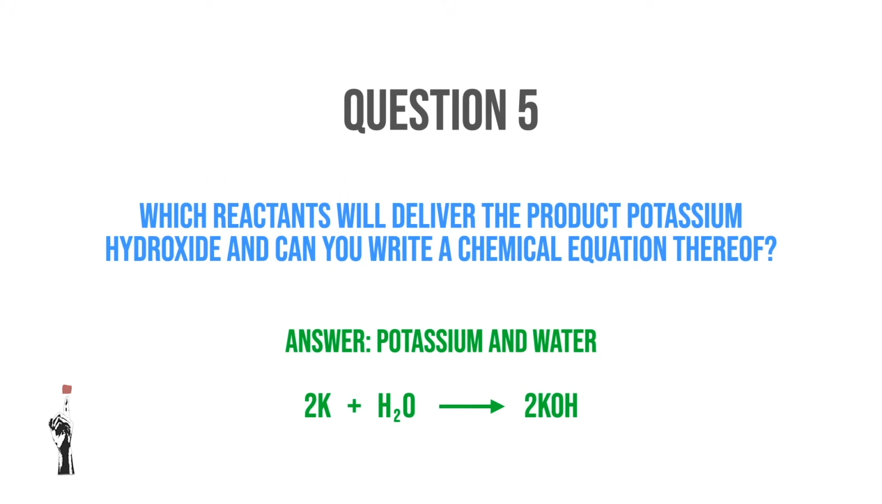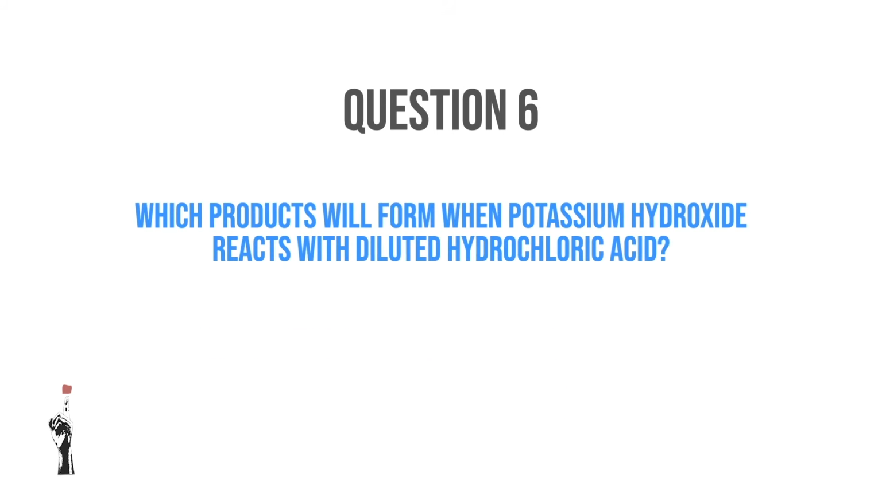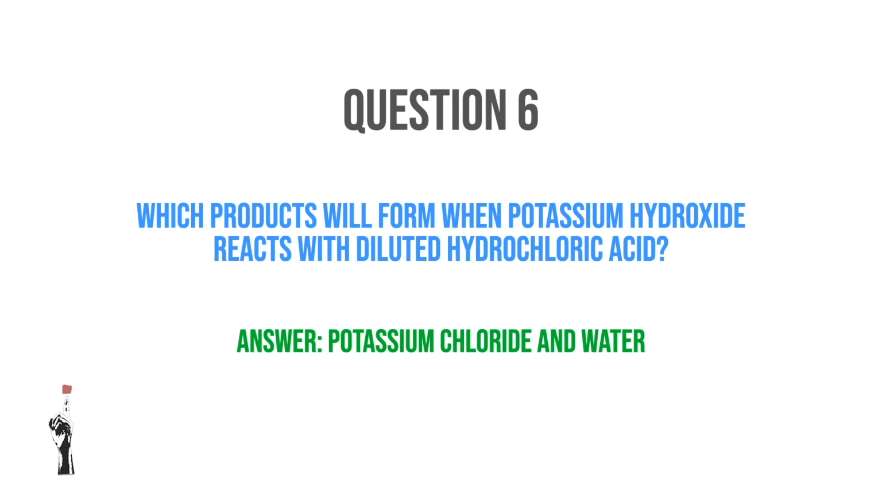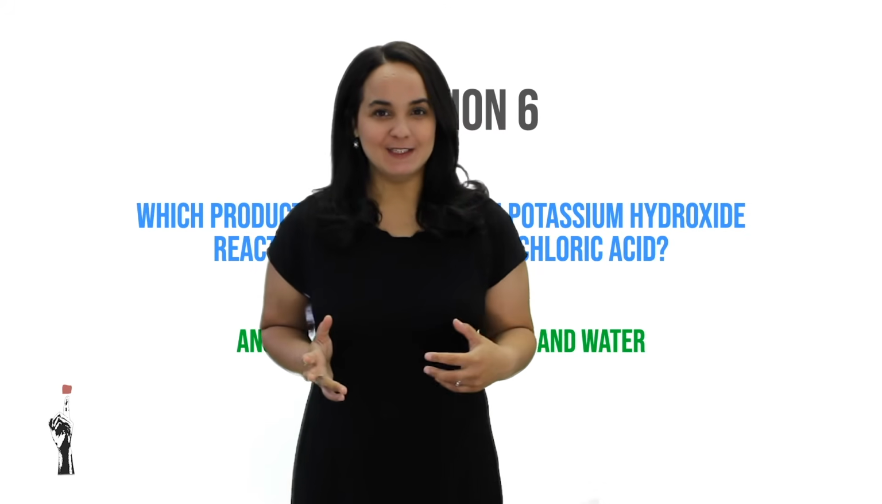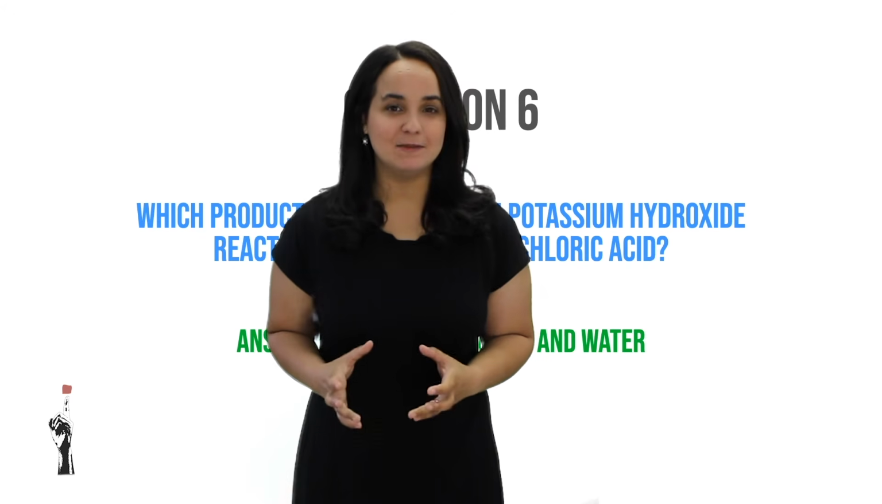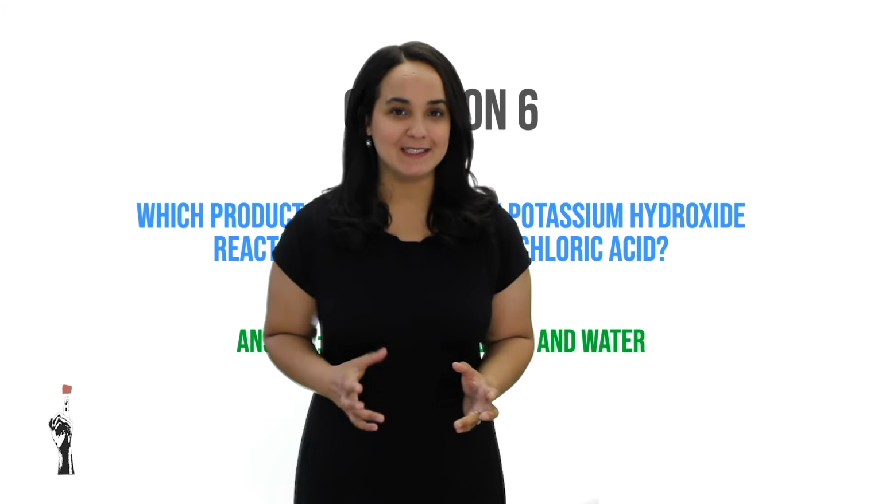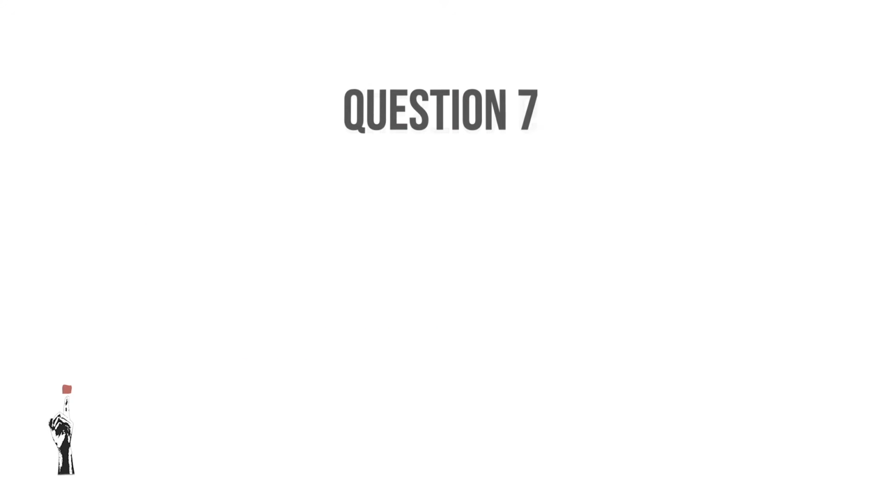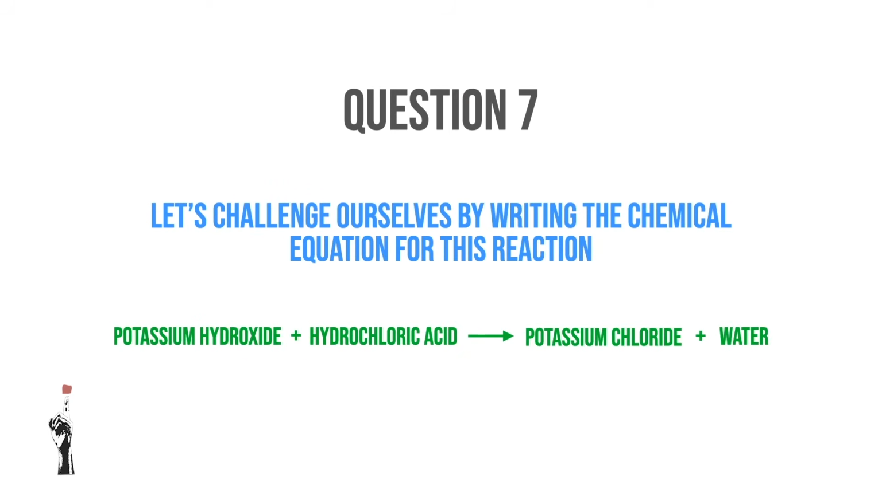Now, when potassium hydroxide would react with a diluted hydrochloric acid, which products do you think would form then? The products that form are called potassium chloride and water. Potassium chloride, which is the salt in this case, formed after the hydrogen atoms in hydrochloric acid were displaced by the metal atoms. Now let's challenge ourselves by writing the chemical equation for this reaction.